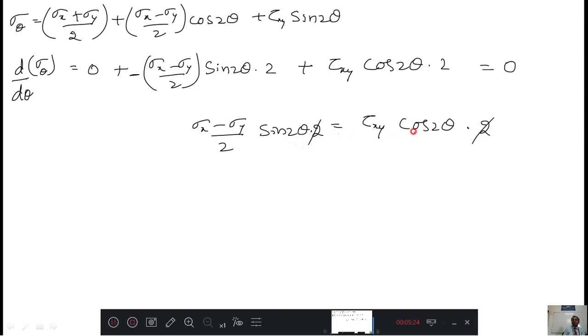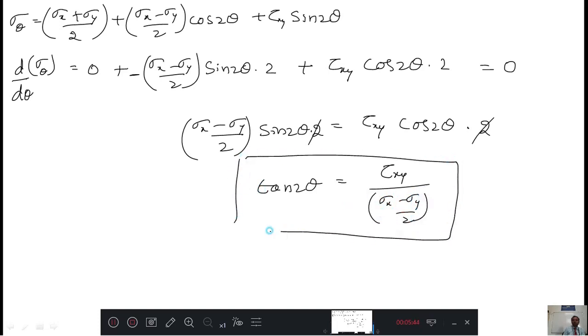Then this is sin 2 theta and this is cos 2 theta. This cos 2 theta bring this side. Then sin 2 theta by cos 2 theta becomes tan 2 theta. Then this is already there, divided by this entire expression, I will bring it down: sigma x minus sigma y by 2. This I got. This is the condition to have maximum normal stress.